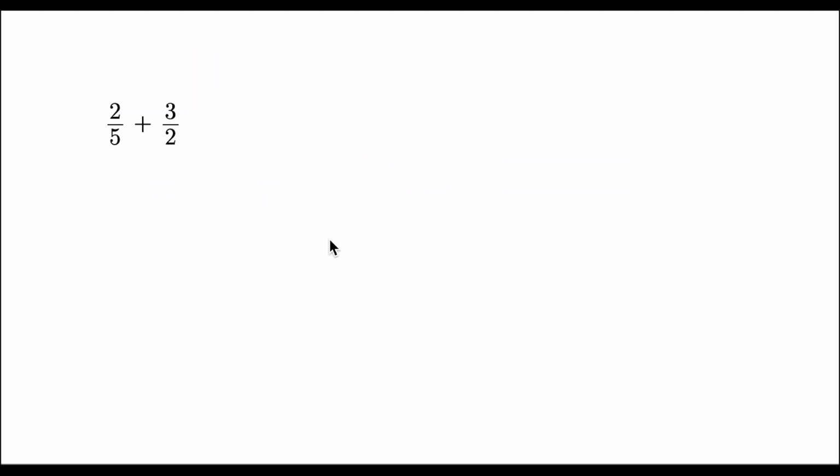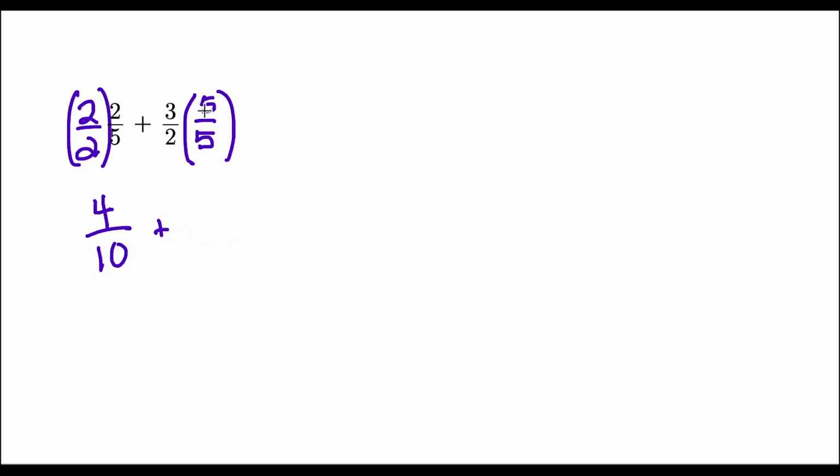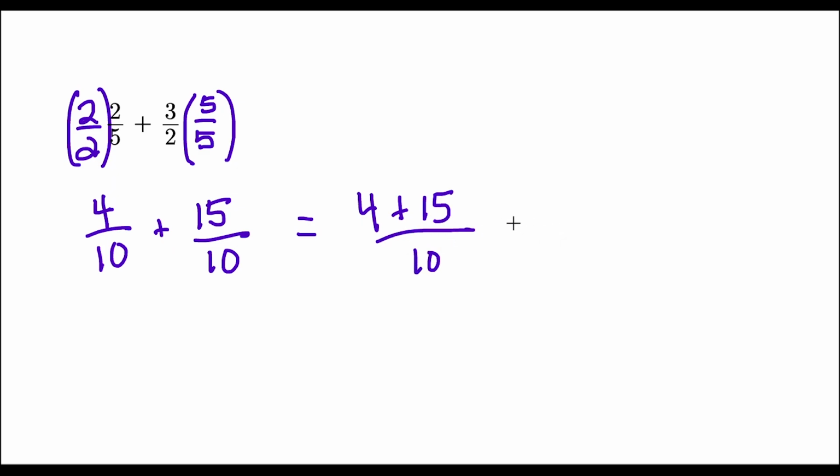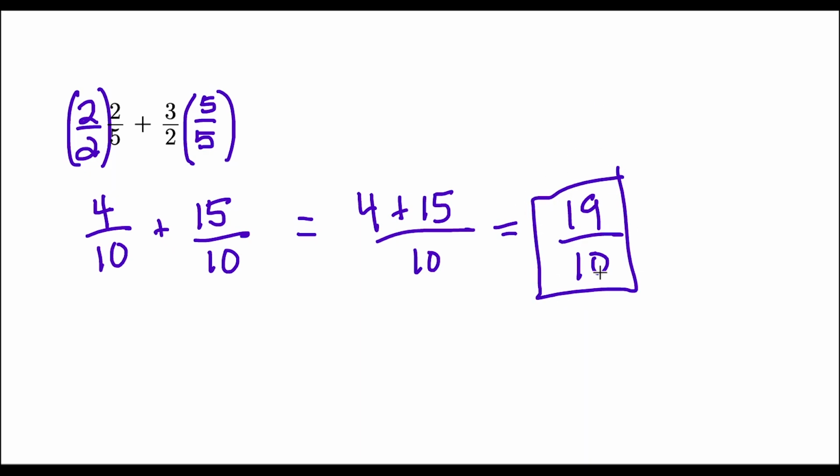So let's try another. Can you think of a number that's evenly divisible by both 5 and 2? If you came up with 10, that's a great idea. So 2 needs to be multiplied by 5 to make 10, and 5 needs to be multiplied by 2. 2 times 2, 4, 2 times 5, 10, 3 times 5 is 15, and 2 times 5 is 10. So this equals 4 plus 15 over 10, or 19 over 10. I can't simplify, that's the final answer.